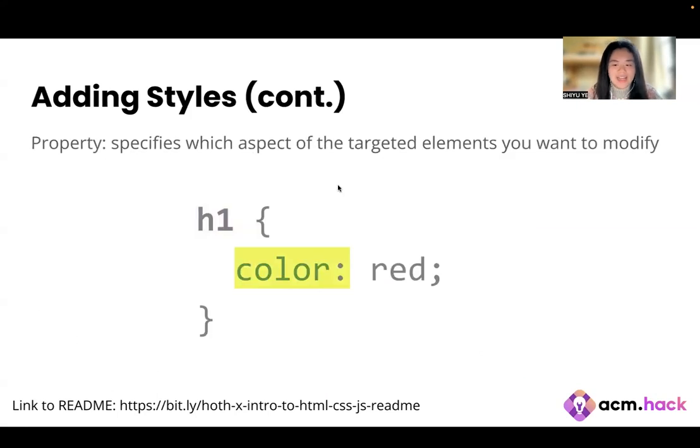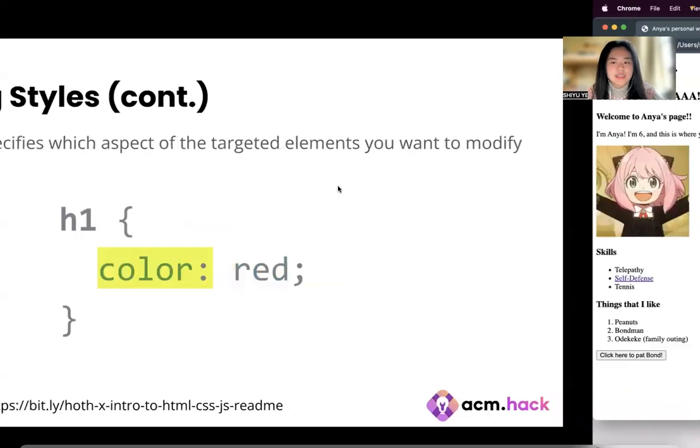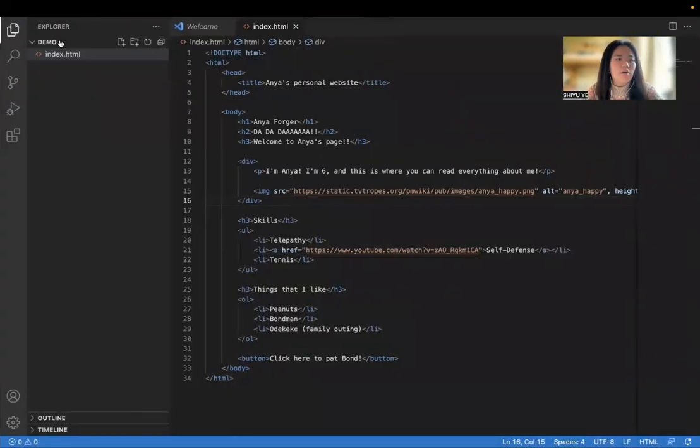So we can go ahead and test that in our website. So how can we do that? To apply CSS, we need a separate file. So here in our demo folder, I'll create another file that ends with a .css extension. I'll probably name that styles.css.